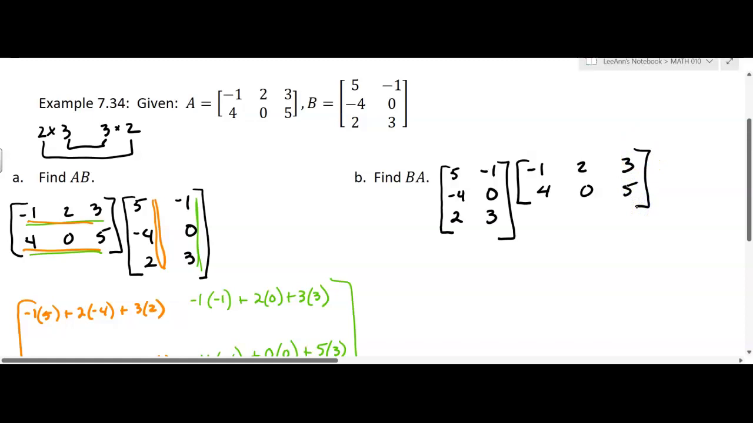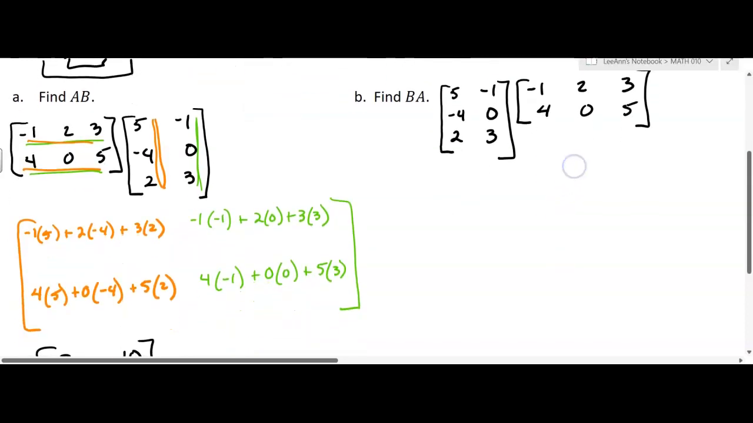Now we have a 3 by 2 times a 2 by 3. So these are the same. Great, we can multiply them. Our answer is going to be a 3 by 3. Okay, so we're going to have a bigger, I'll put a big old matrix in here. 3 by 3. Let's see if that fits.